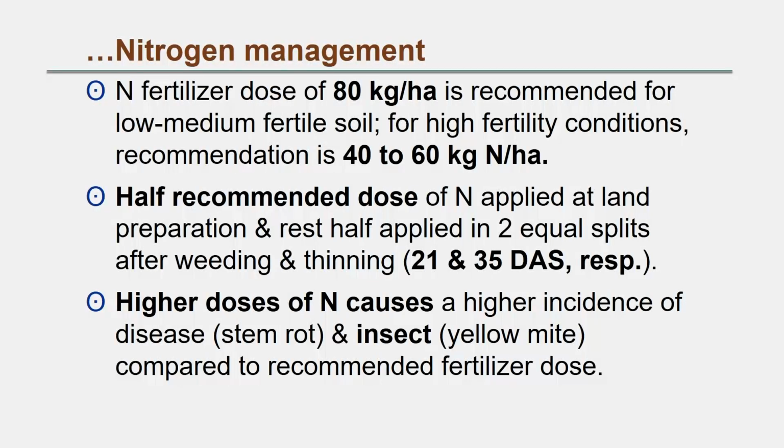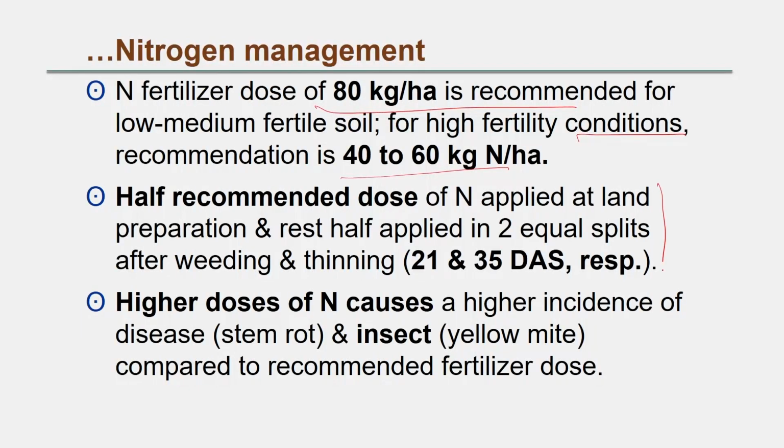Nitrogen fertilizer dose of 80 kg per hectare is recommended for low medium fertile soil. For high fertility conditions, recommendation is 40 to 60 kg nitrogen per hectare. Means if your soils are fertile, then you are required to add less nitrogen, which is 40 to 60 kg per hectare. If your soils are less fertile, low or medium in fertility, then apply 80 kg nitrogen per hectare to the jute crop. And then what could be the time of application?